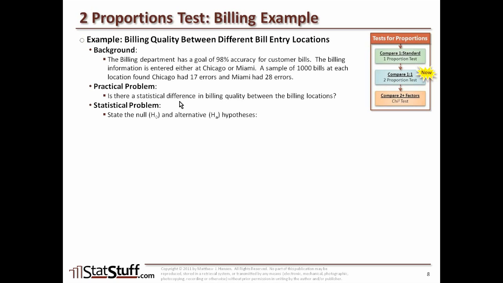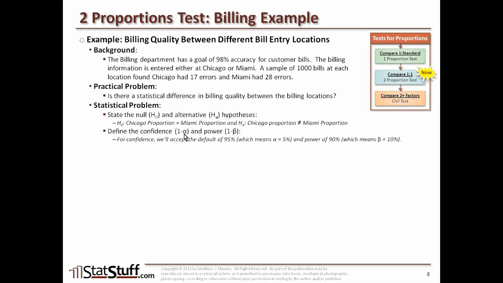So we need to translate this to a statistical problem. We're going to find the null and alternative hypotheses. What we're going to say for the null hypothesis is that the Chicago proportion is equal to the Miami proportion. That is, they're both equal to each other, there is no difference. However, for the alternative, we're going to say that Chicago is not equal to Miami's proportion, so there is a difference between the two locations.